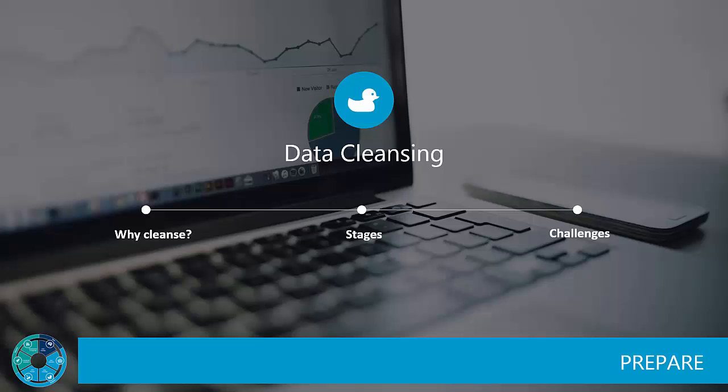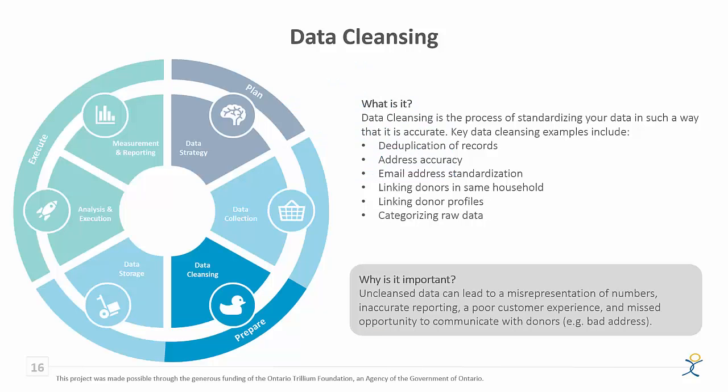The next step in the process is data cleansing. So data cleansing is a very important step in your data strategy, but one that often gets overlooked. So what do we mean by data cleansing? This is all about having accurate data, removing duplicate records, having accurate and standard information, categorizing raw data. These are cleansing steps that can make the difference between making great decisions or bad mistakes.